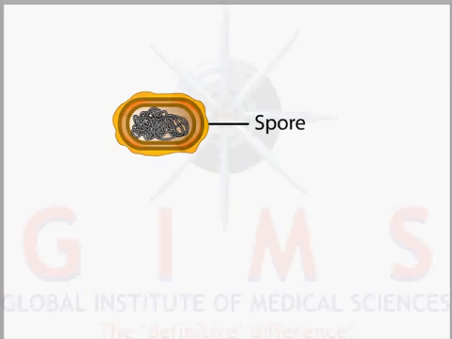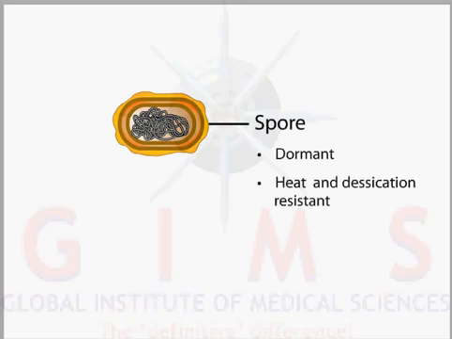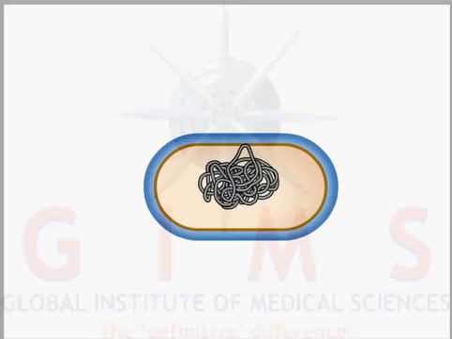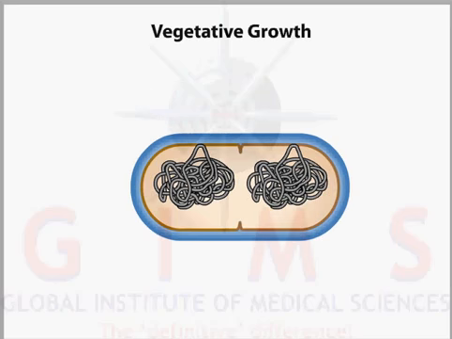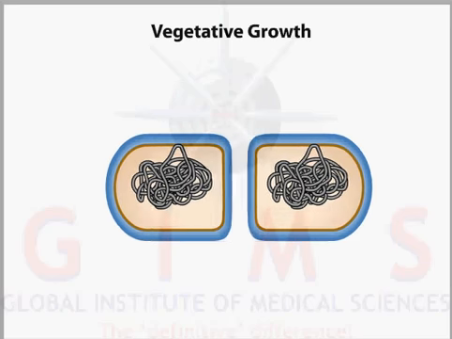When starved for nutrients, certain gram-positive genera, including some important pathogens, can develop dormant heat and desiccation-resistant spores. Most of our knowledge of bacterial sporulation comes from the gram-positive soil bacterium, Bacillus subtilis. When growing in rich media, this microbe undergoes normal vegetative growth. B. subtilis can replicate every 30 to 60 minutes.